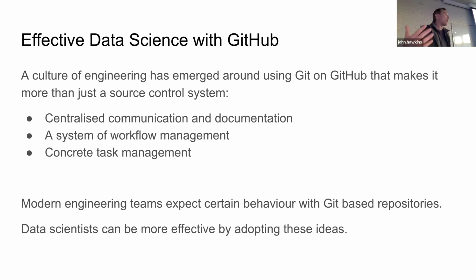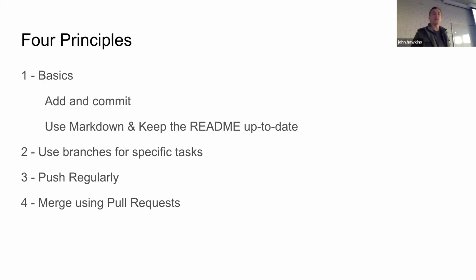And I've found that adopting these ideas can make me more effective. So I'm going to go through 4 principles in this talk. Initially, just some basics, really simple Git commands for those who are still fairly new to it. I'll talk a bit about the importance of using Markdown, which is a very simple templating language for documenting things, and how you can use that as the core entry point for people to move through your project. I'll talk about the use of branches, which are a critical way that you break up and work on individual tasks. The philosophy of pushing your code regularly, and then finally merging using pull requests, okay?